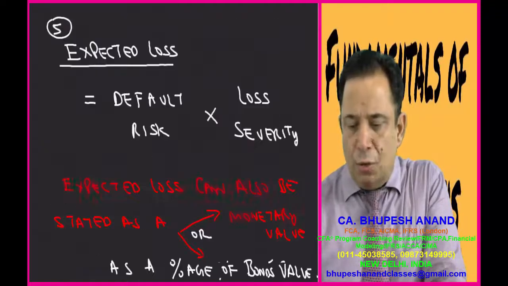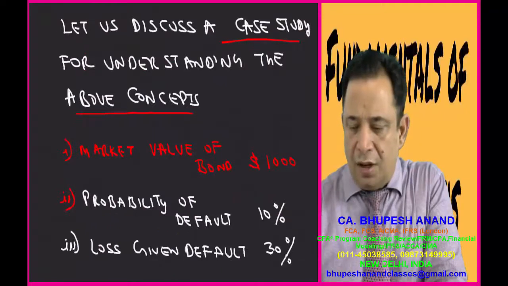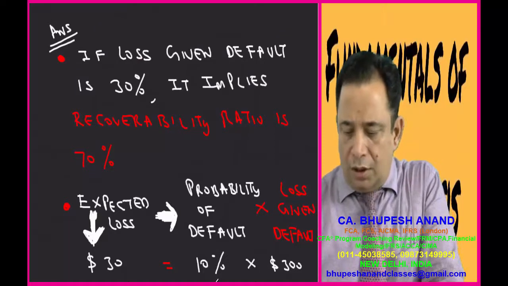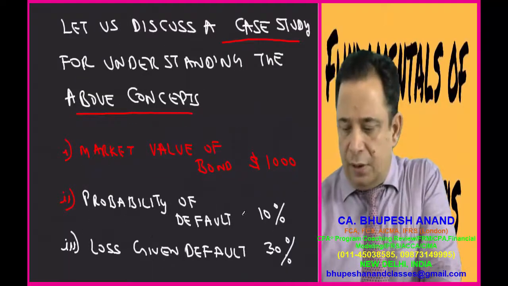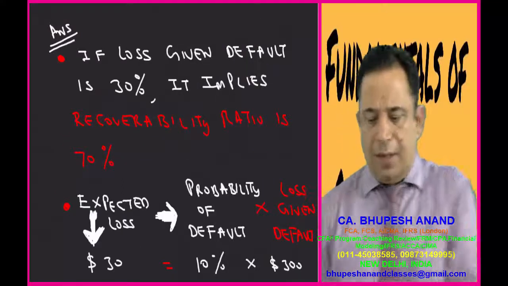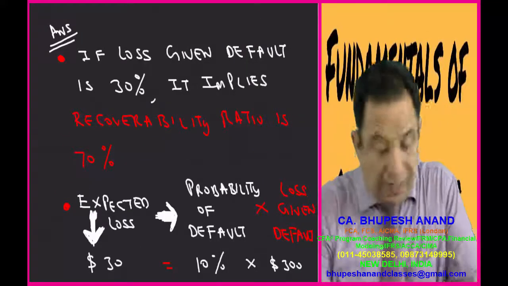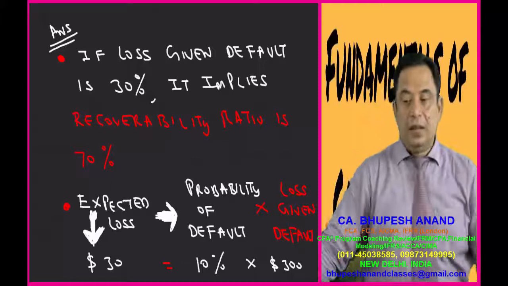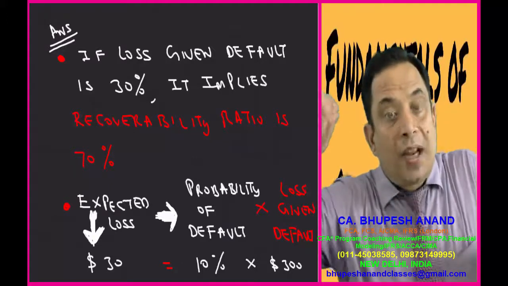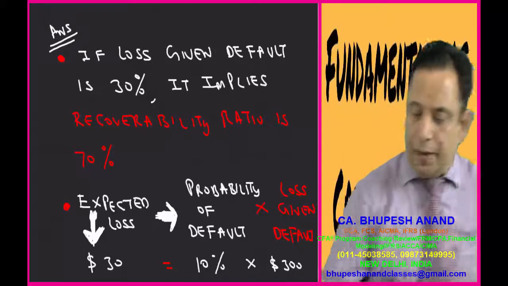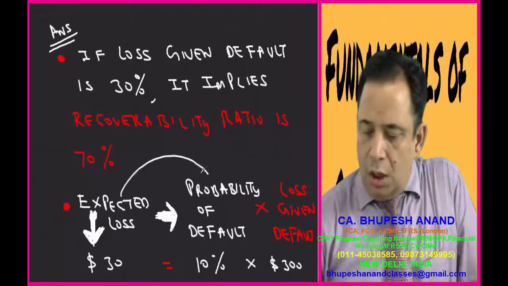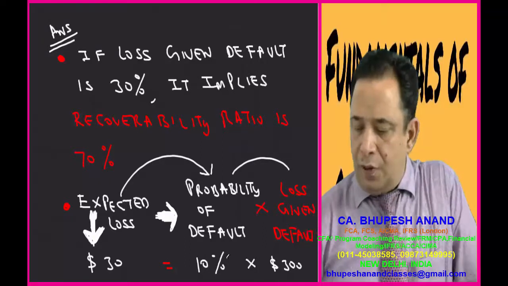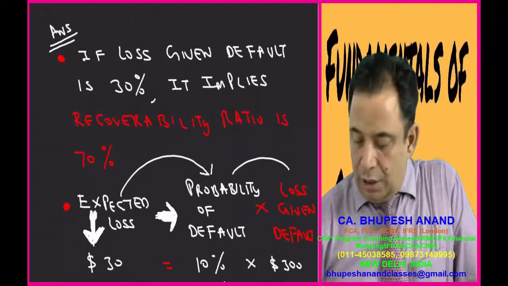So let's start with the new point. We have covered the market value, the same as here. If the loss given default is 30%, it implies the recovery ratio is 70%. So please write down this answer also of the case study. If the loss given default is 30%, then it implies the recoverability ratio is 70%. So expected loss is equal to probability of default into loss given default, so 10% into 30%. So like this we have calculated.